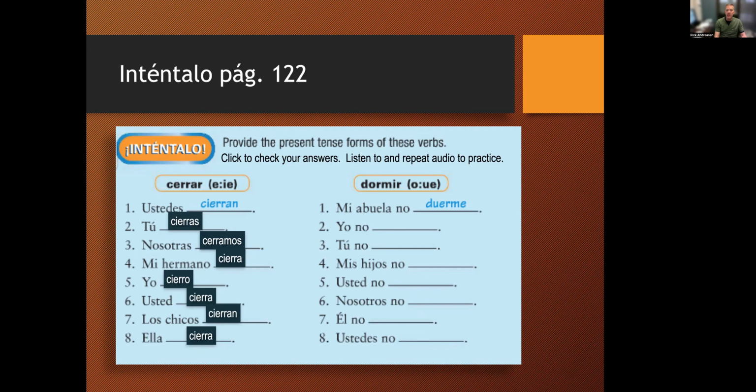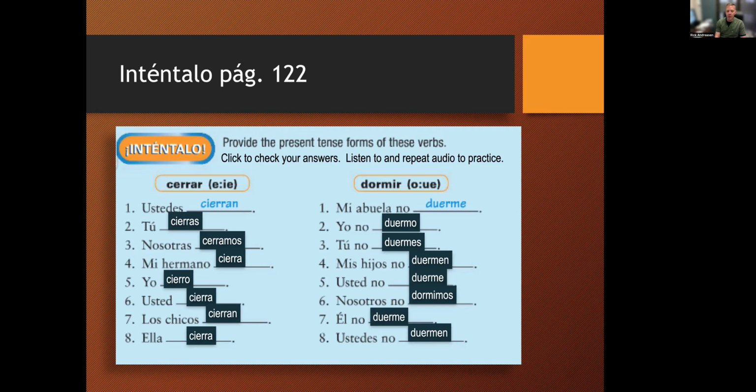Dormir, O to UE. Mi abuela no duerme. Número 2, yo no duermo. Número 3, tú no duermes. Número 4, mis hijos no duermen. That's third person plural. Número 5, usted no duerme. Número 6, nosotros no dormimos. Outside of the boot, the stem stays the O. Número 7, él no duerme. Y número 8, ustedes no duermen.